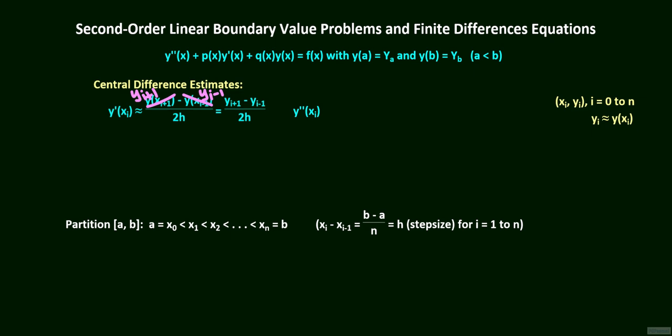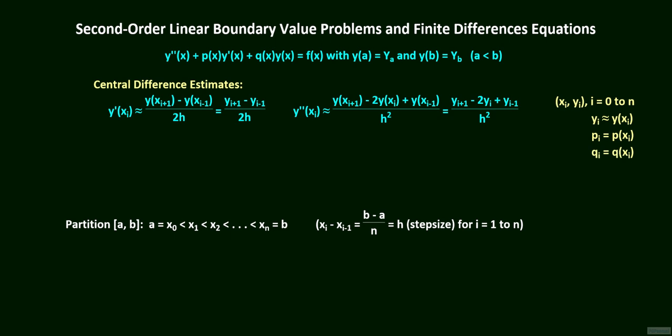A central difference estimate this time for y''(x_i) is y(x_(i+1)) minus 2 times y(x_i) plus y(x_(i-1)) all over h squared. y(x_(i+1)) is replaced again by y_(i+1), y(x_i) by y_i, and y(x_(i-1)) by y_(i-1). We set p_i equal to p(x_i), q_i equal to q(x_i), and f_i equal to f(x_i).